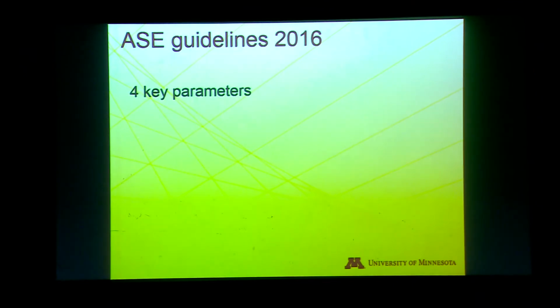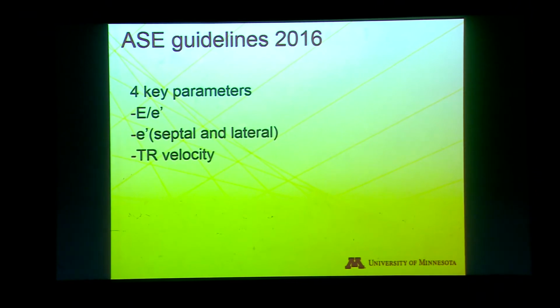So if you see the ASE guidelines, the focus has been on 4 key parameters. You look at the velocities. It's based on 2D and tissue Doppler. You look at the E by A velocity in the transmitral flow. You take the E velocity and then you take the E prime, which is the tissue velocity either in the medial or the lateral aspect of the mitral valve annulus. And then you look at the E prime itself in isolation. Then the tricuspid regurgitation velocity and the left atrial volume.